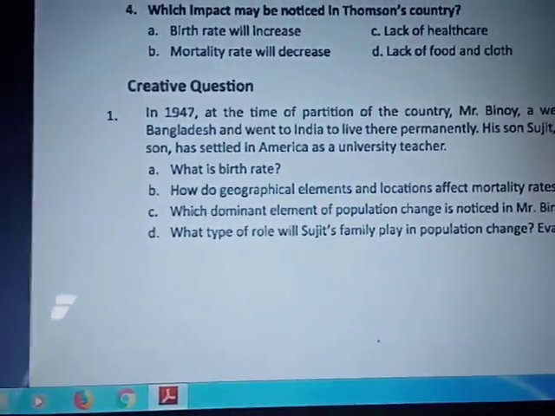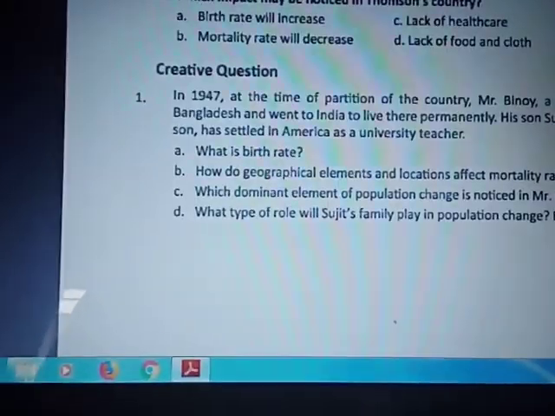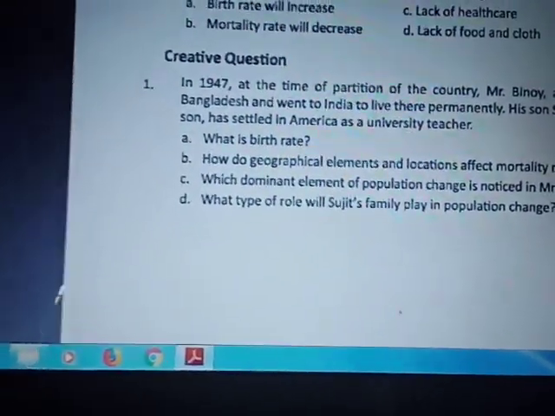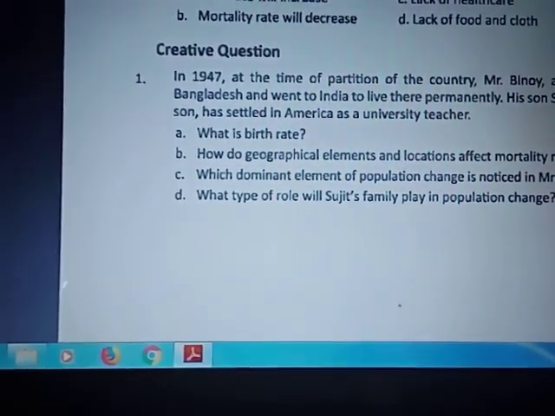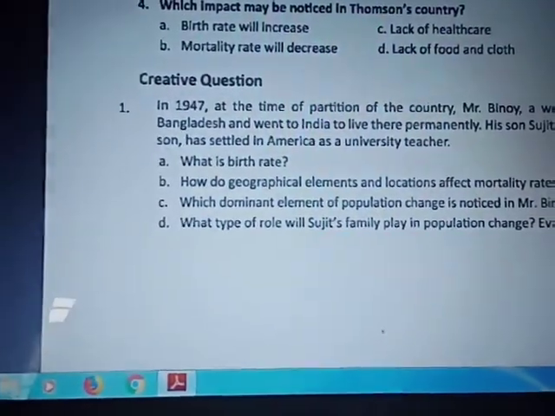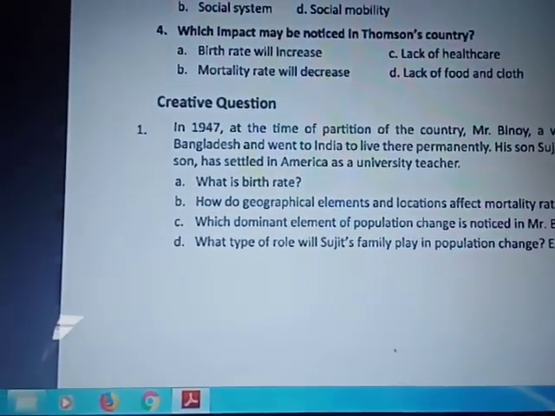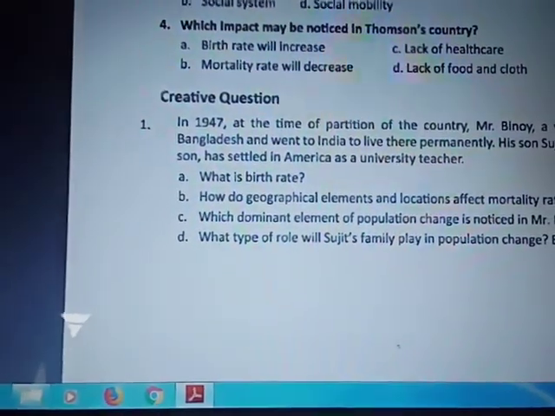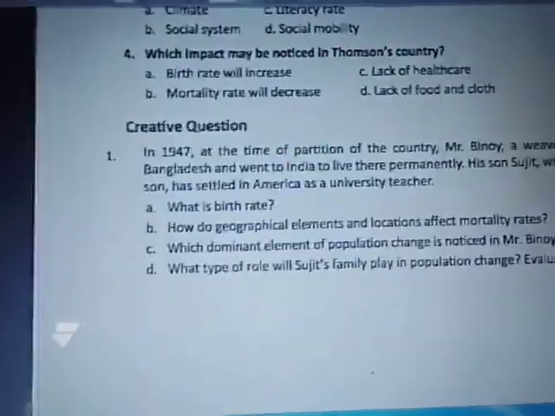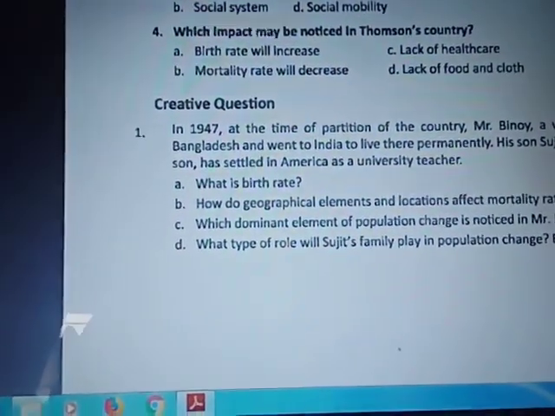Number B. How do geographical elements and location affect mortality rates? Mortality rate can get affected by geographical reasons. Geographical location and elements influence mortality rates. Mortality rate is low in the countries where infrastructure, communication, and transportation are developed and weather and climate are not at an extreme level.